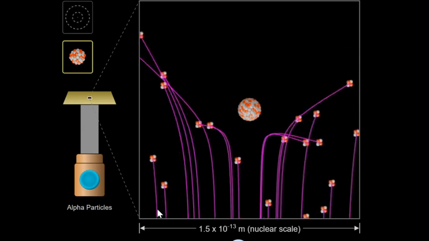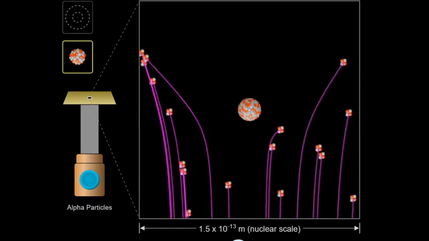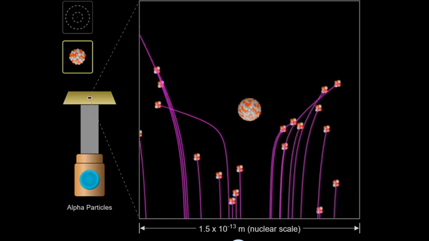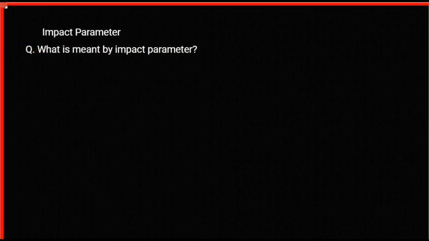So can you see the alpha particles which are moving far away from the nucleus of the atom, they move in almost a straight direction, whereas the ones which are moving closer to the nucleus are getting scattered at various angles. Can you see? They are being scattered at different angles. Now all this scattering depends upon the impact parameter.